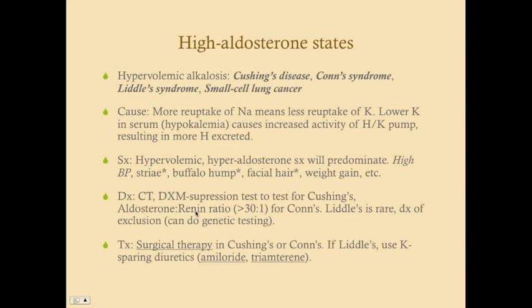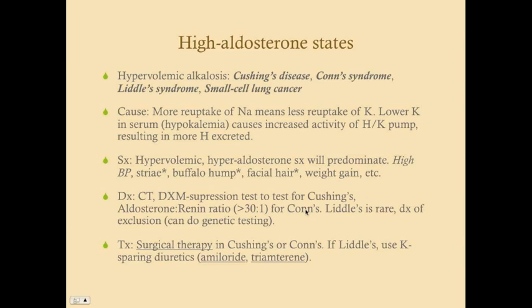So you would expect that in a patient with high aldosterone, they also have high renin, because the renin is causing that increased aldosterone. If the patient has high aldosterone but low renin, then you think about ectopic secretion of aldosterone, or Conn syndrome, because you don't have the trigger for aldosterone, you just have the aldosterone. So if your aldosterone-renin ratio is greater than 30 to 1, then definitely gear your diagnosis towards Conn's. If it's not greater than 30 to 1, then you should look more towards Cushing's or possibly Liddle syndrome or small cell lung cancer.